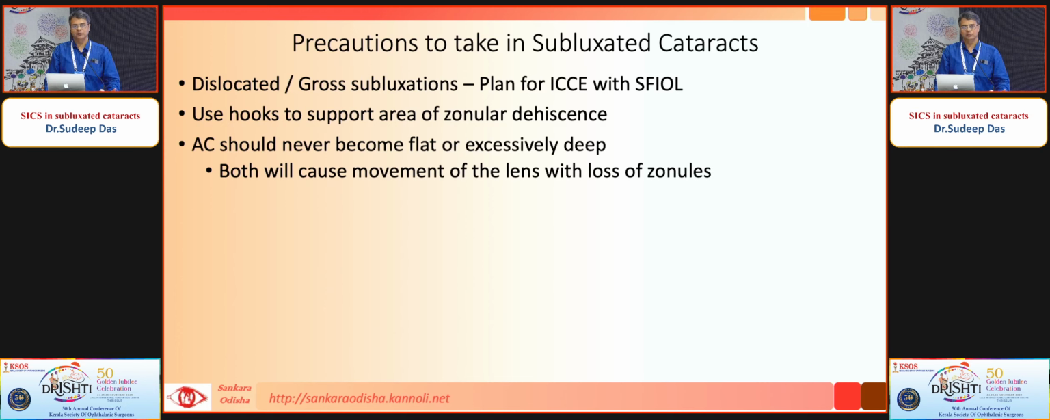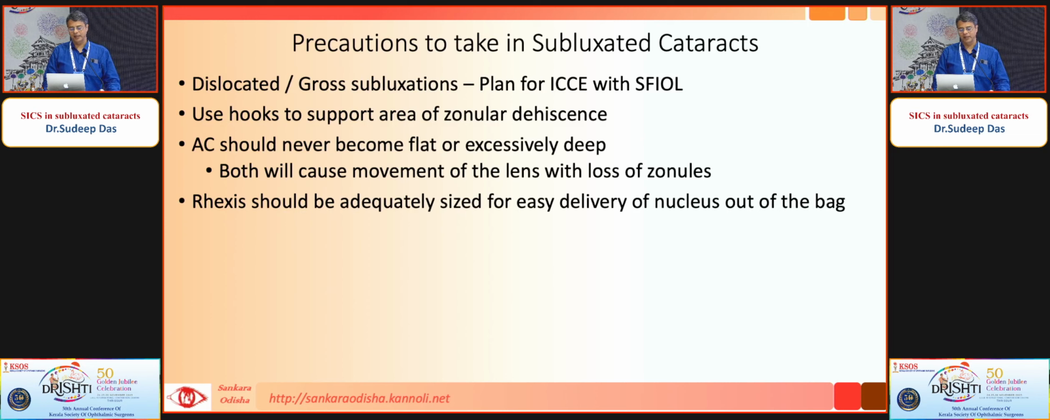And one thing one should remember in all these problem cases, including subluxation, the AC should never become flat or excessively deep. So I had a case where, I think I'd sent a video to Matthew, where I had hooks and I injected a lot of viscoelastics. The lens went against the hook and it broke because the lens moved back against the hooks.